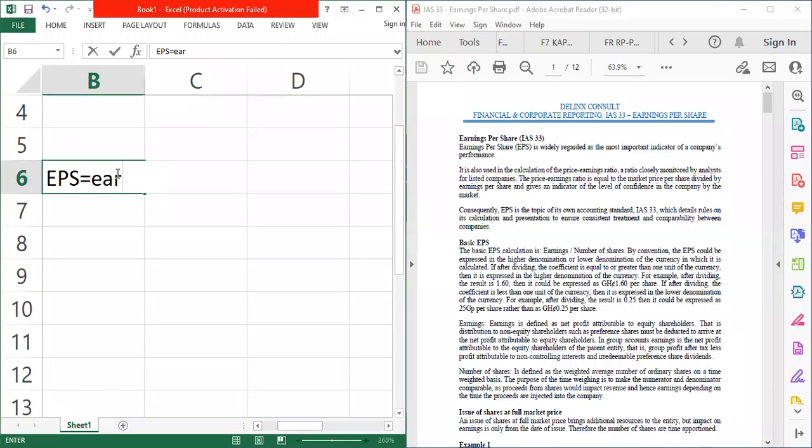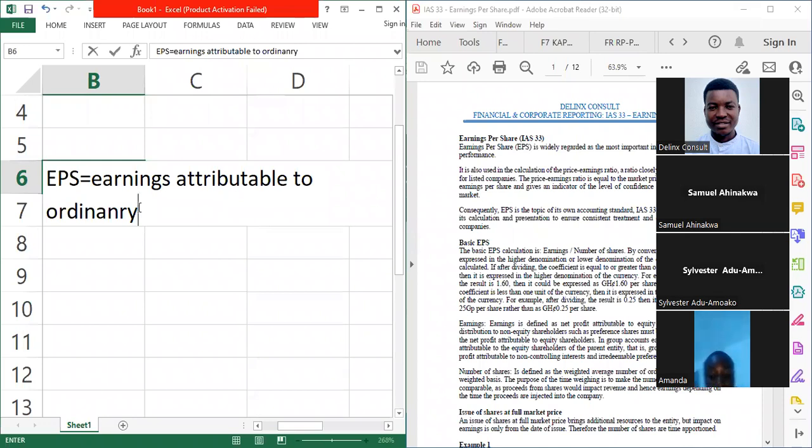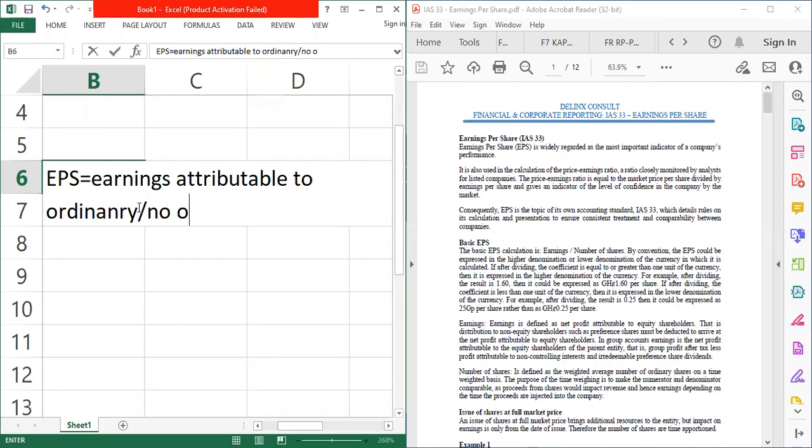So earnings per share is calculated as earnings attributable to ordinary shareholders. That is profits, then we less preference share dividends. If it is relating to irredeemable preference shares, we less all the preference share dividends, divided by the number of ordinary shares. That is a basic calculation of earnings per share.